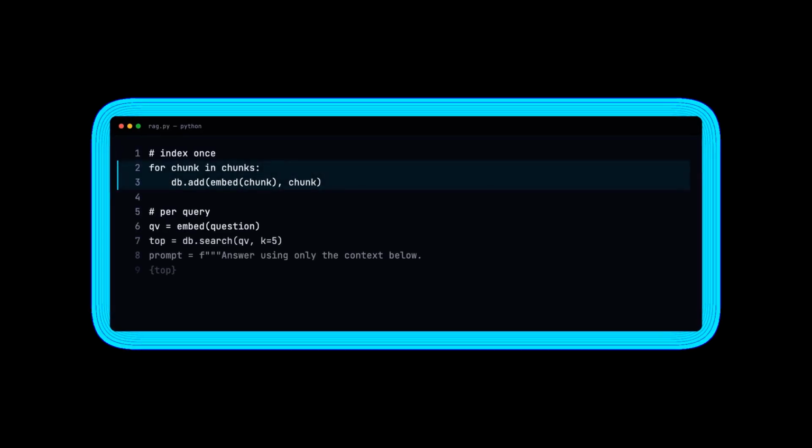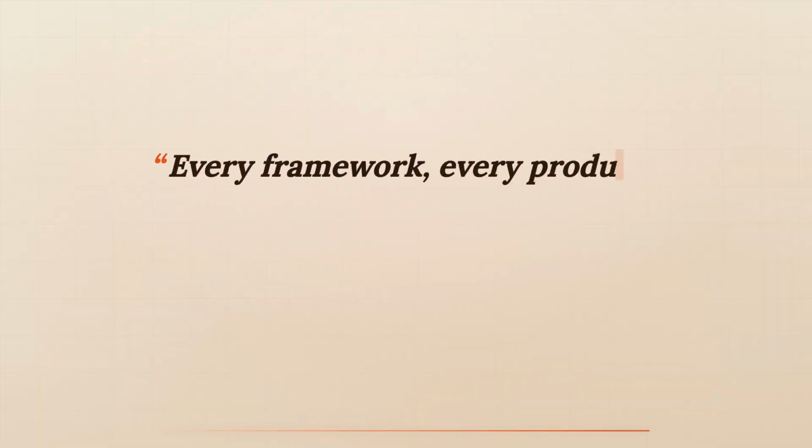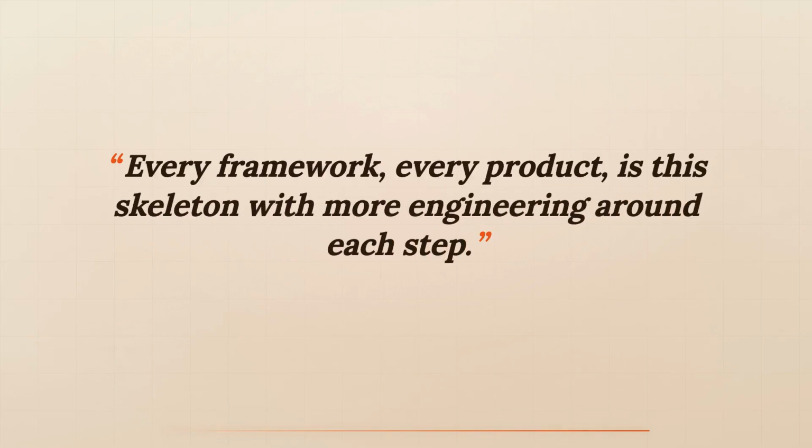Here is the minimal version, start to finish. Index once. For each chunk, store its embedding in the vector database. Then, per query, embed the question, search for the top 5 chunks, paste them into the prompt, and call the model. That is it. Every RAG system on the market, every framework, every product, is this skeleton with more engineering around each step. Once you see the two phases and the Retrieve-Augment-Generate loop, you can read any RAG codebase and know exactly what each part is doing.